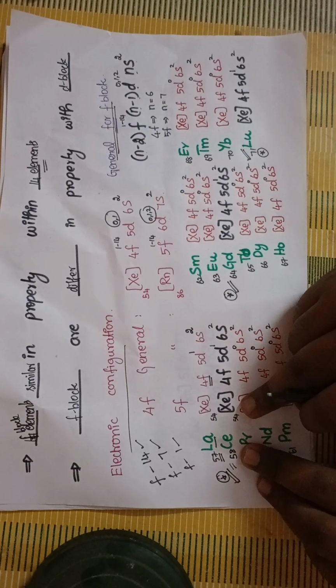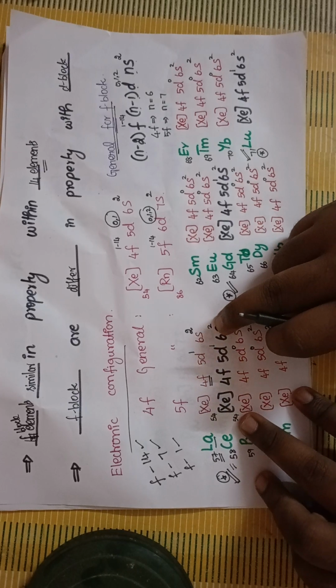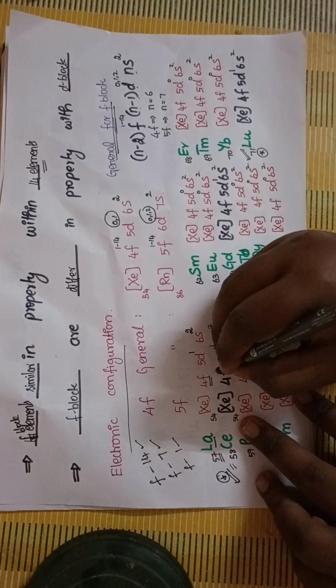Now cerium contains 58 electrons. Up to xenon we used 54. Here we used 2, so 56, and 1, 57. Remaining 1 electron, that will go to 4f.